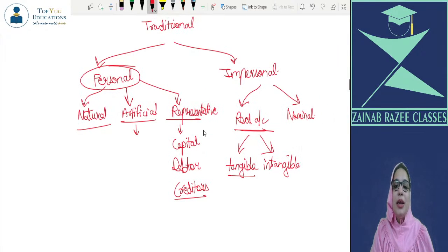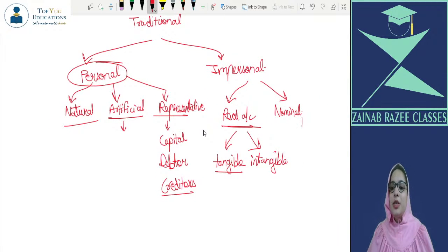And then we said that nominal accounts are expenses, losses, incomes, and gains. Okay.